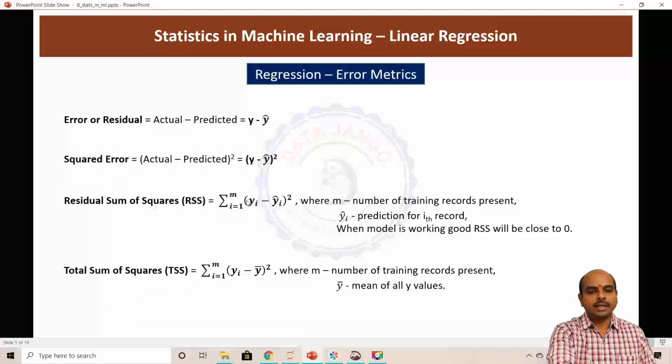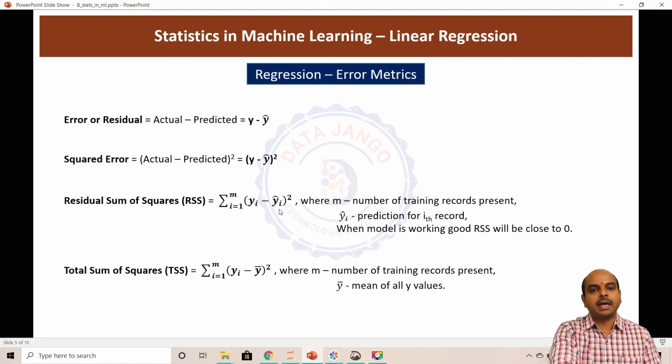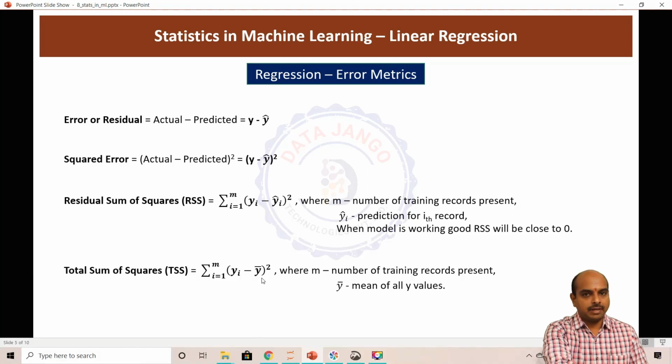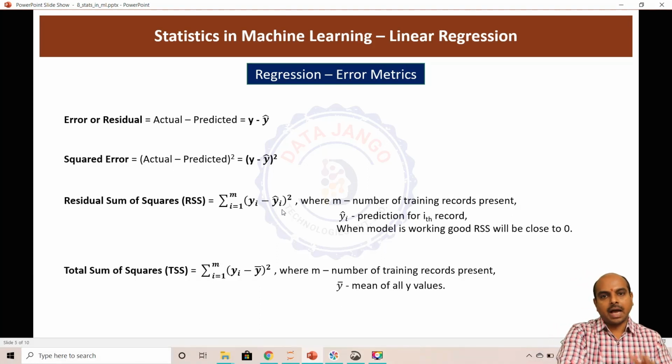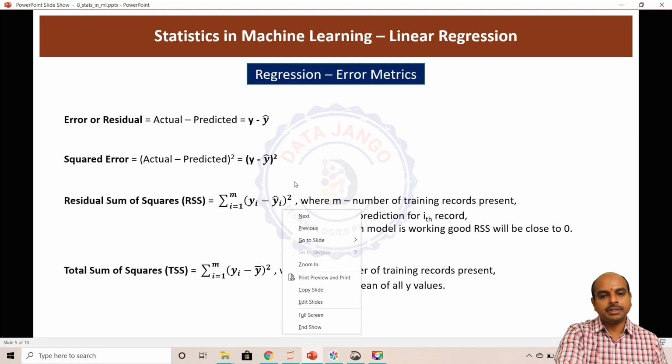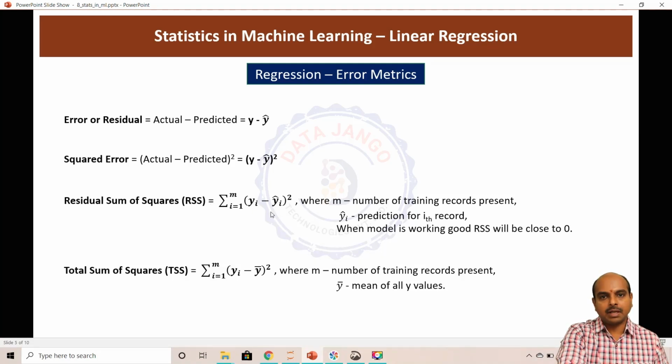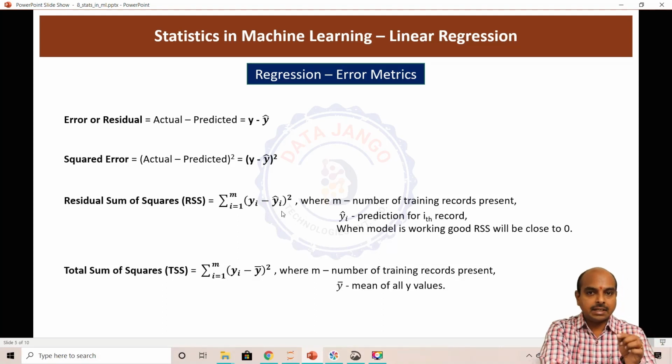Residual sum of squares is the sum of squared distances between the actual value and the predicted value. And total sum of squares is the sum of squared distances between the actual value and the mean of the actual value. So here the R-square score is trying to look at the distance between these two, the RSS and TSS. RSS is trying to measure the distance between the actual value and the predicted value, the intelligently predicted value.